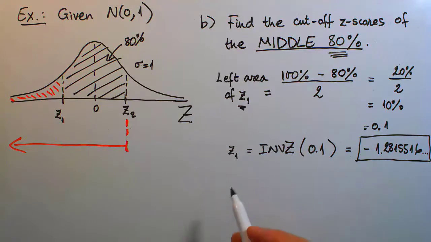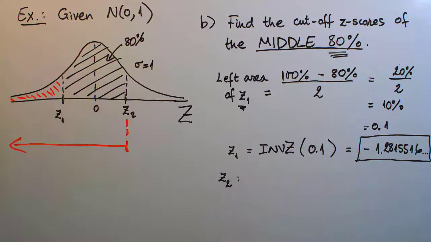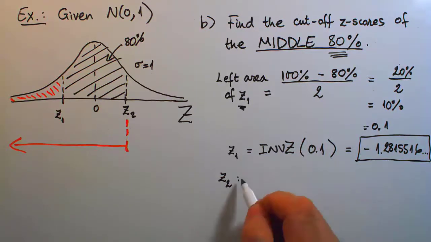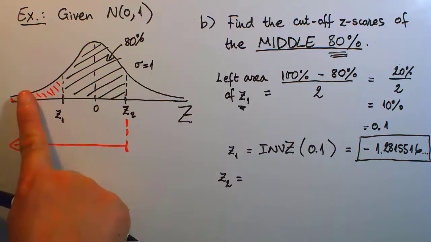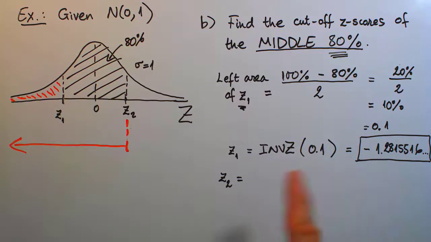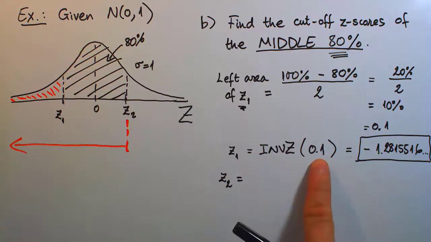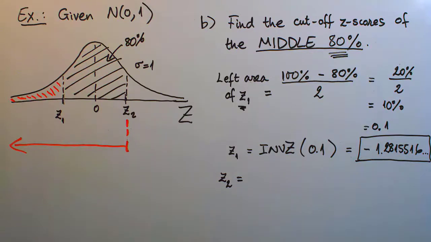And so here's the thing, finding Z2, and like I said, every Z-score has an area to the left, so technically speaking, we have to find the area to the left of Z2, and then run some kind of technology. Here I'm using my INVZ, but you can have some other technology to invert the area, to reverse the left area of Z2 into the actual value where Z2 stands.